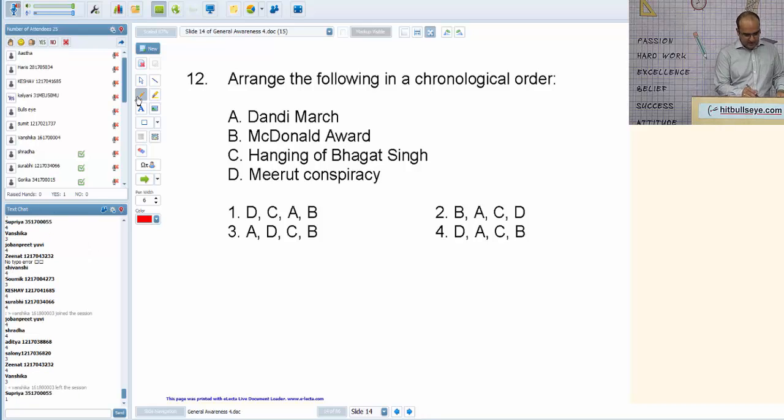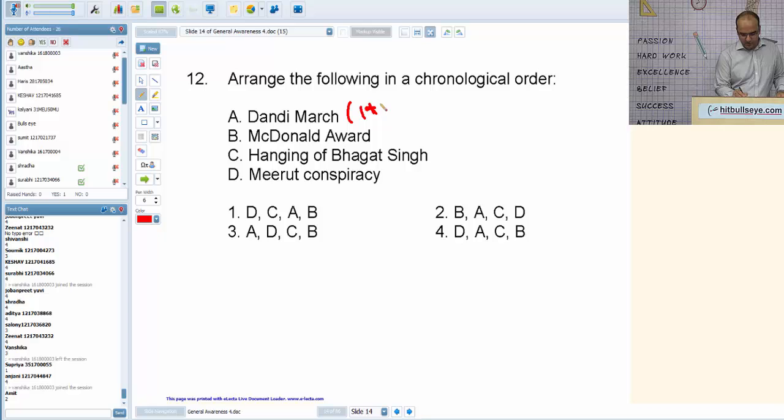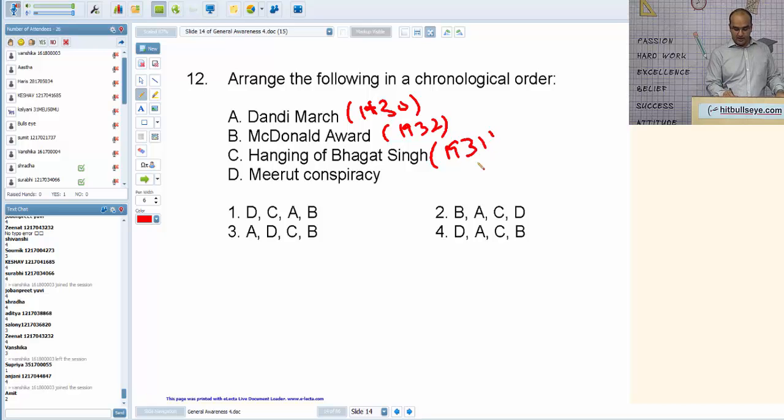Next, arrange the following events from our national movement in chronological order. Let's see the years in which these events took place. Dandi March, of course, was before the civil disobedience movement, and it started in 1930 from Sabarmati Ashram to Dandi. Then the MacDonald Award was in 1932, after the 3 roundtable conferences. The hanging of Bhagat Singh took place on 23rd March 1931. Then the Meerut conspiracy case started in 1929. So according to this, the answer comes out to be D, A, C, B, which is option number 4.